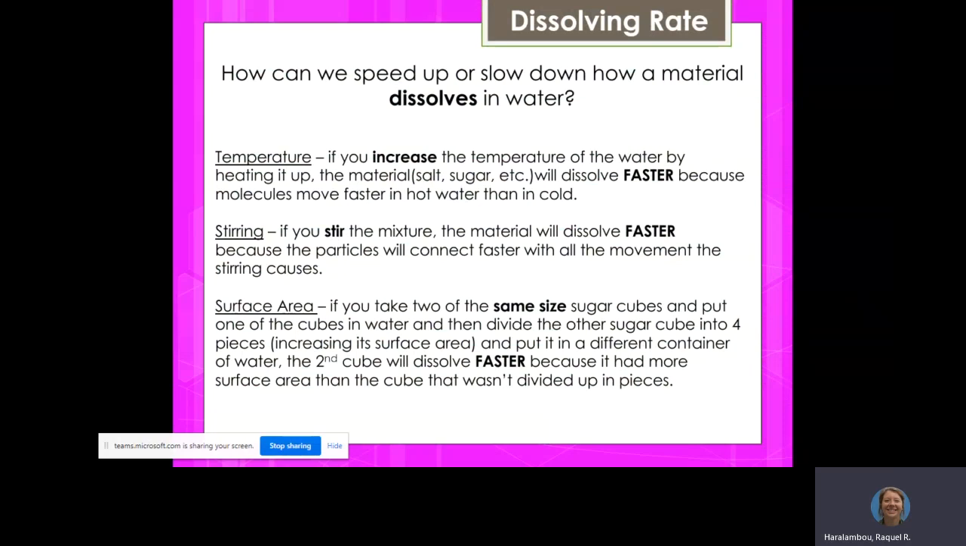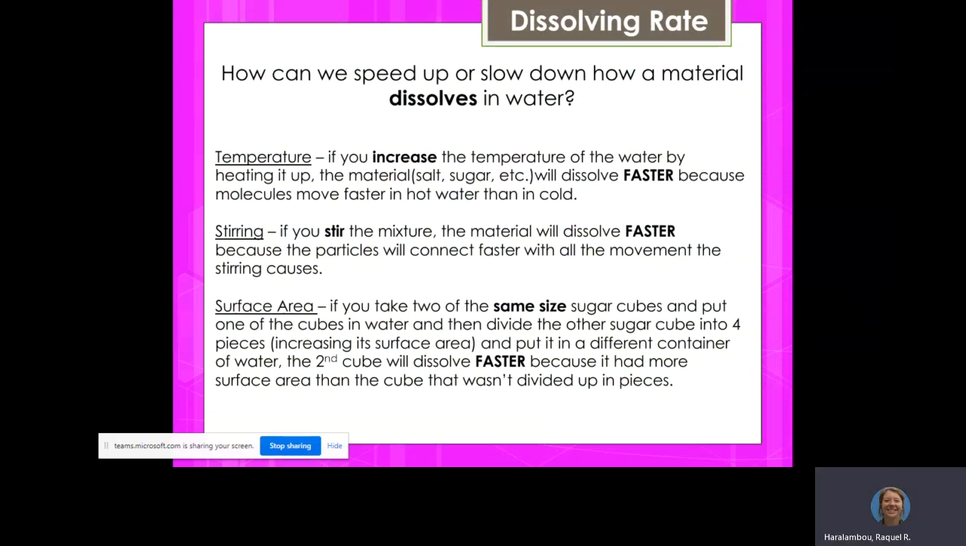How can we speed up or slow down how a material dissolves in water? The temperature. Think about if I have a cold cup of coffee and a hot cup of coffee. Which one is my sugar going to dissolve in first? Which one has the faster moving particles in it? Cold or hot?